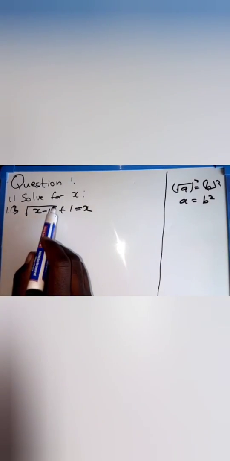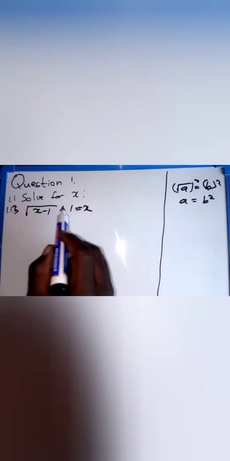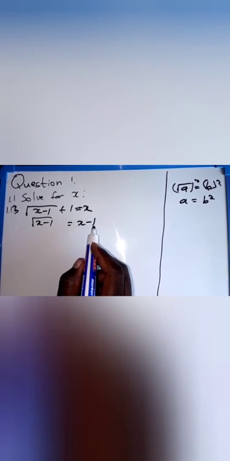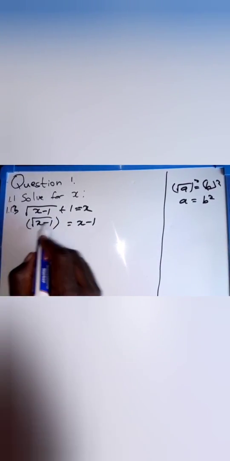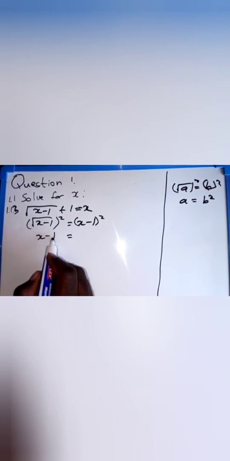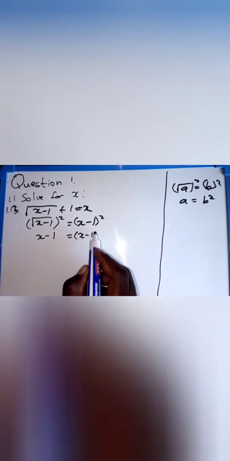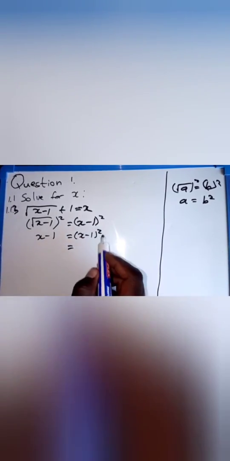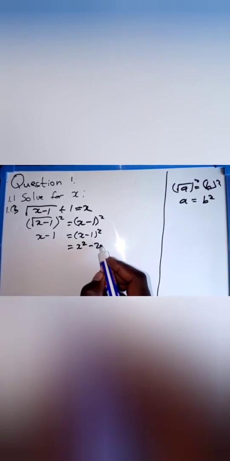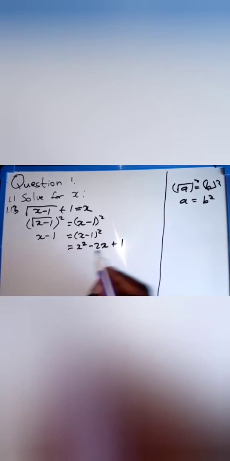So here, in order to get rid of this, we have to take this positive one to this side first. So we will have what? Square root x minus 1 is equal to x minus 1. Then now what will I do? I'll square this side to get rid of the square root. And then here I'll be left with x minus 1. And here I'll have what? X minus 1 squared.